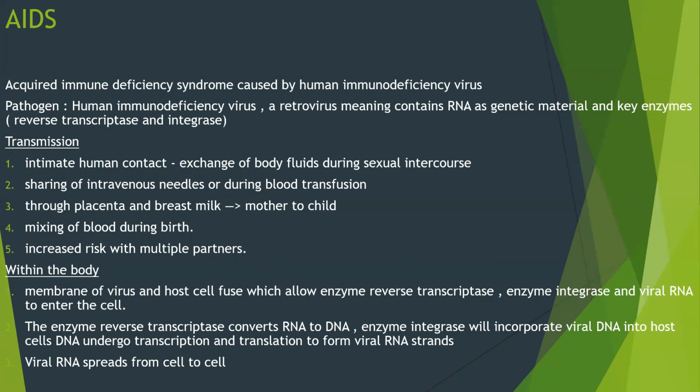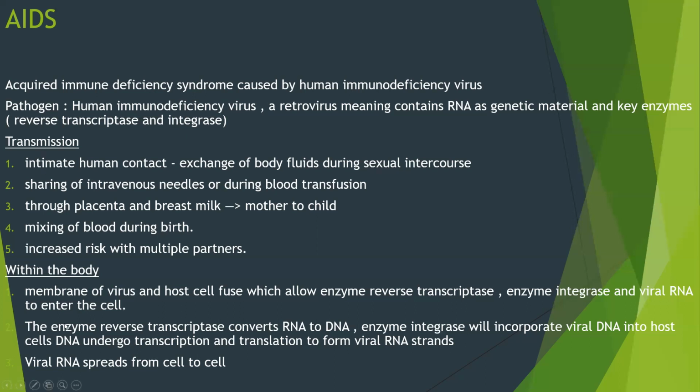Those are important enzymes. So what happens is during transmission, so we know that this is due to intimate human contact, where there's exchange of bodily fluids during sexual intercourse, sharing of intravenous needles, blood transfusions, placenta and breast milk, mother to child, also mixture of blood during birth. Furthermore, you can also increase your risk with multiple partners. This is in relation with point one.